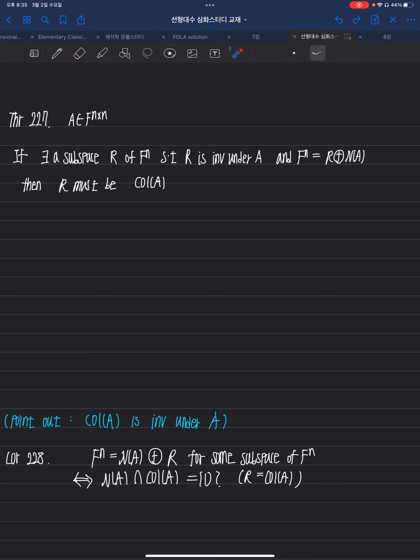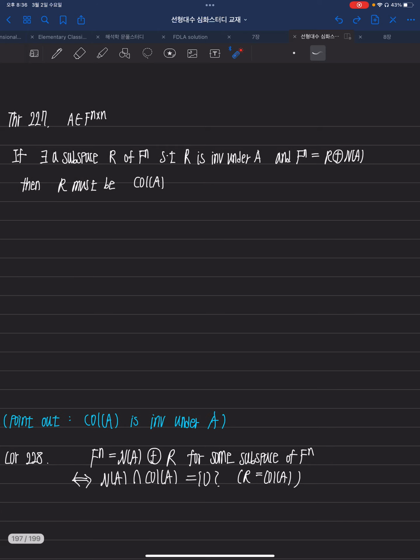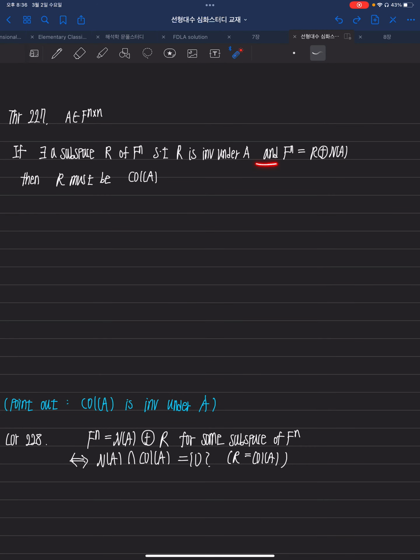만약에 Fn에 어떠한 서브스페이스 R이 존재하는데, 그 R이 A에 대해서 invariant subspace라면, 그리고 Fn이 이 서브스페이스 R과 N(A)의 다이렉트 썸으로 표현이 가능하다면, 그렇다면 반드시 이 R은 컬럼 A여야 한다라는 것이 이 정리의 말입니다. 되게 중요한 정리입니다.